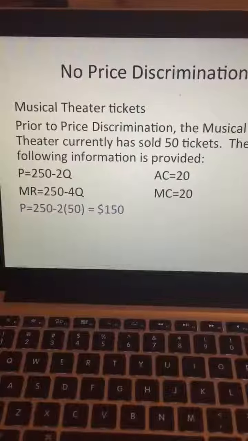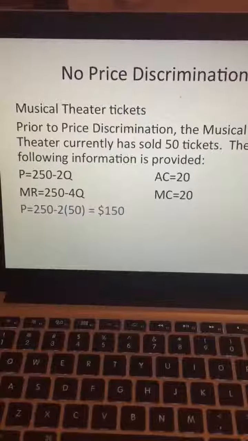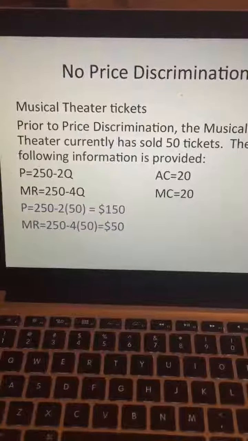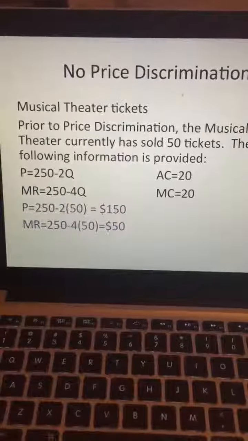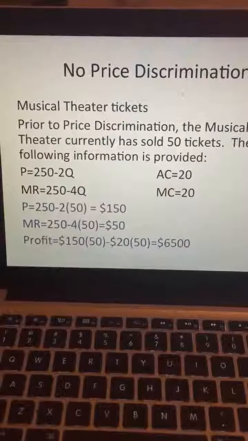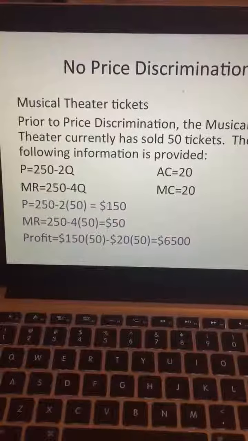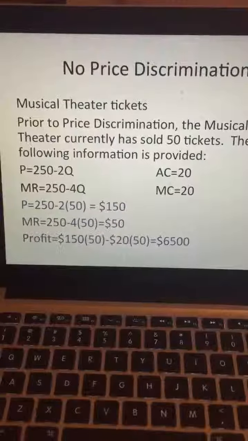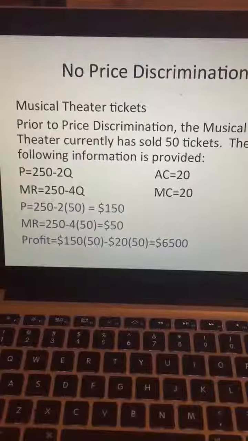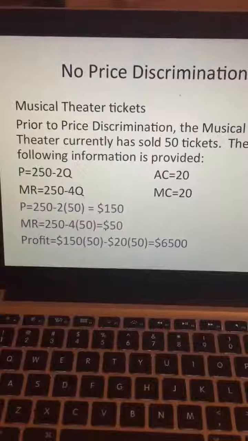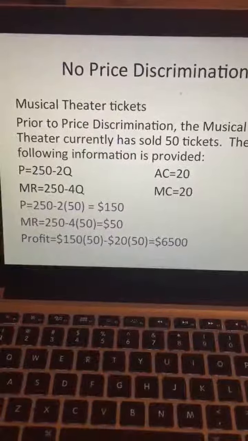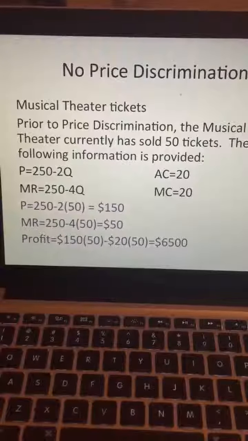For price, when we substitute in the 50 tickets for our quantity, we come out to $150 for the price of each ticket. Our marginal revenue gives us $50. And for our profit, we take $150 as the price for our 50 tickets sold and subtract the $20 per ticket for our average cost.